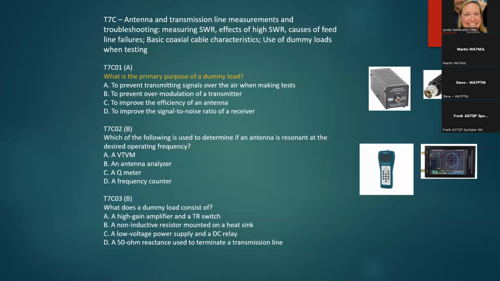Question 1. What is the primary purpose of a dummy load? Examples of a dummy load are in the picture here. And the answer is to prevent transmitting signals over the air when making tests. A dummy load is simply a device you put in place of the antenna, so the signal that is being generated by your transmitter actually doesn't go anywhere.